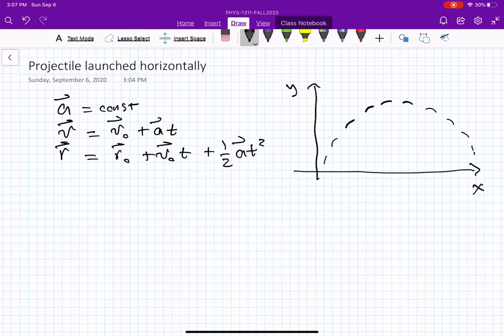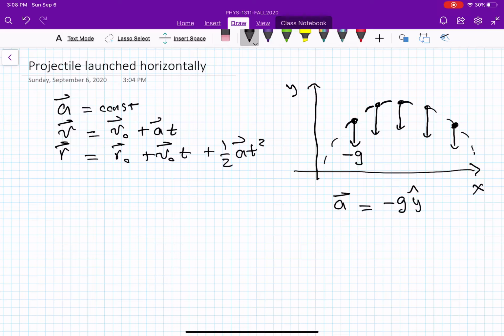So the thing to keep in mind about projectile motion is that the acceleration for a projectile always points down, and it always has the same magnitude. So all of these vectors that I'm drawing here are the same length, okay? And so the acceleration at all times while this projectile is in the air is always minus g, okay? And so a we can write as minus g y hat.